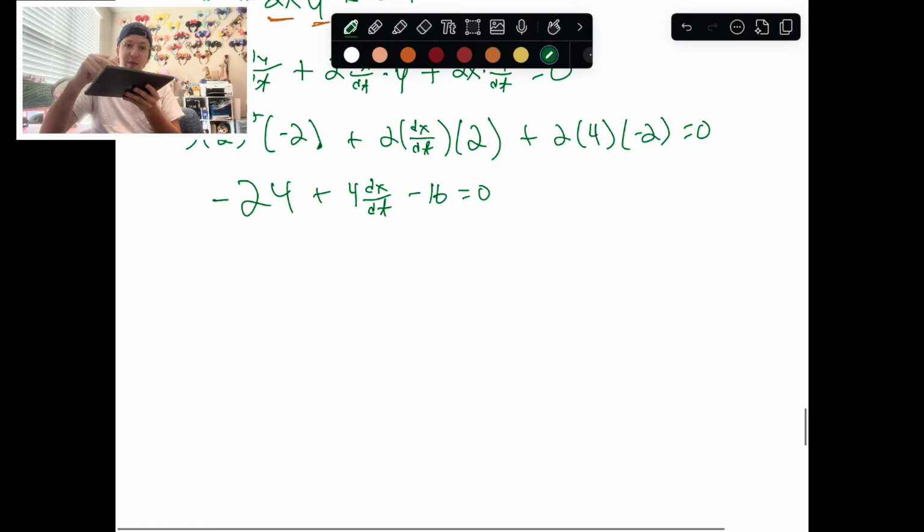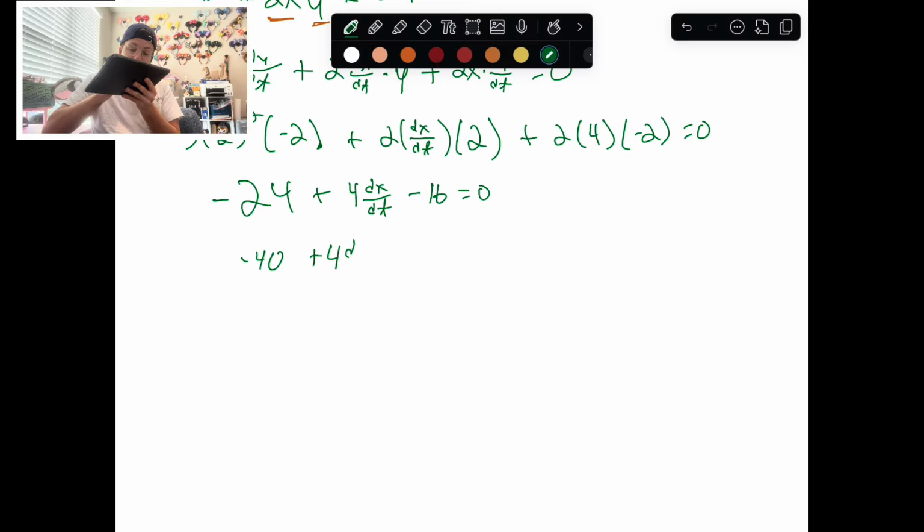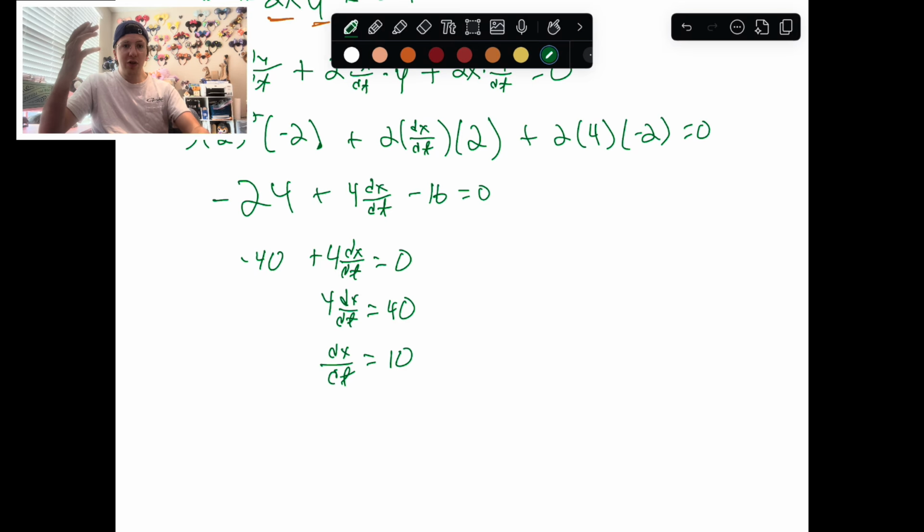Therefore, negative 24 minus 16, that's going to give us negative 40, plus 4 dx/dt equal to 0. We get 4 dx/dt is equal to 40. dx/dt is equal to 10. And that is all for this FRQ.